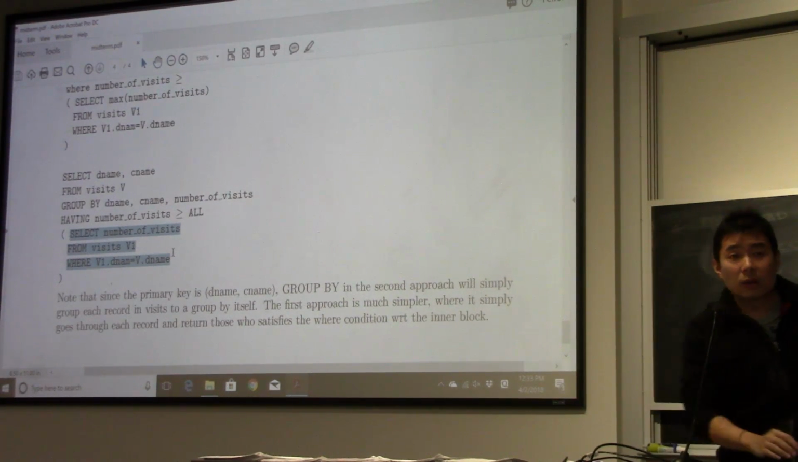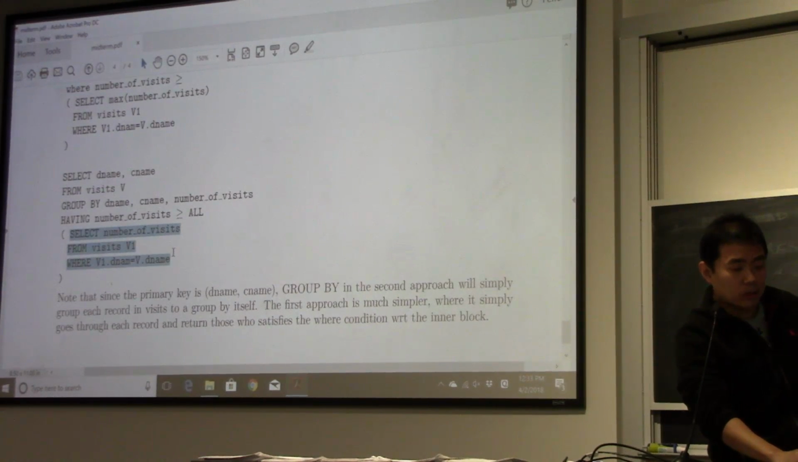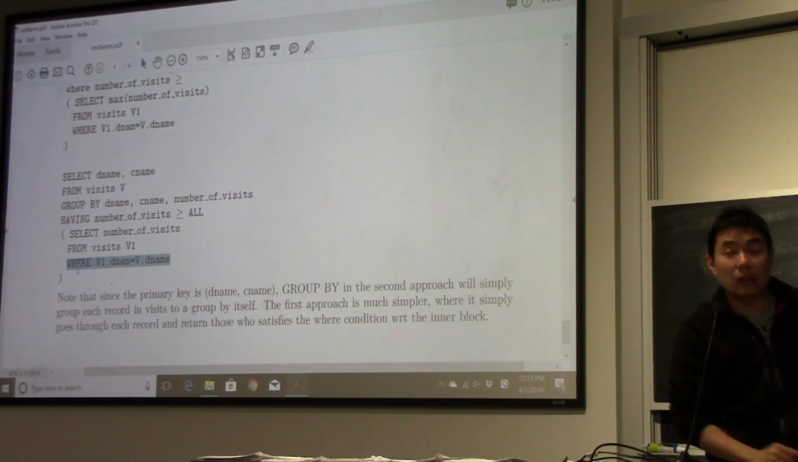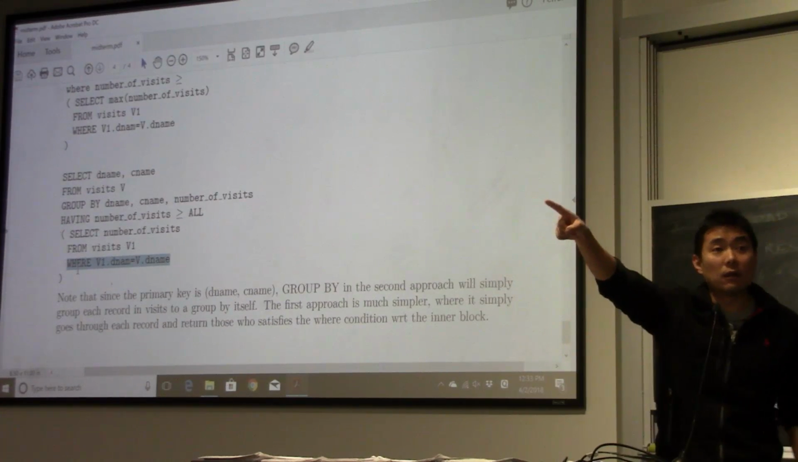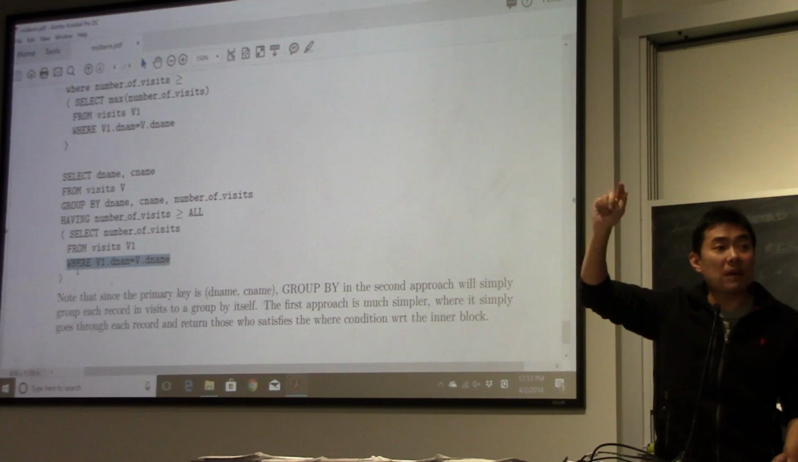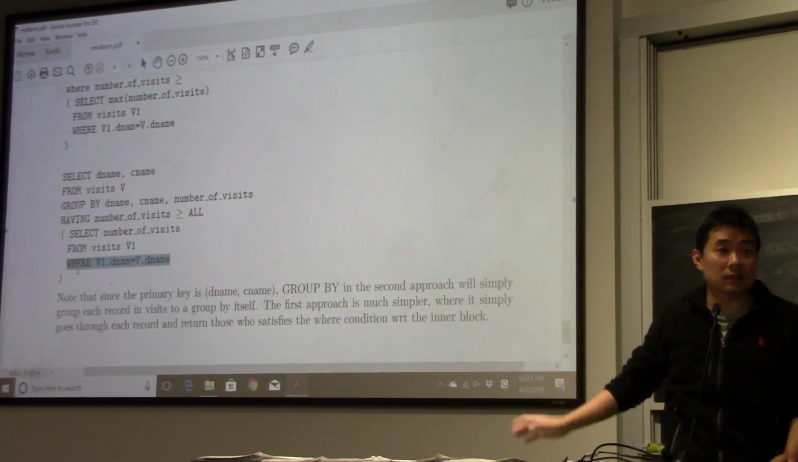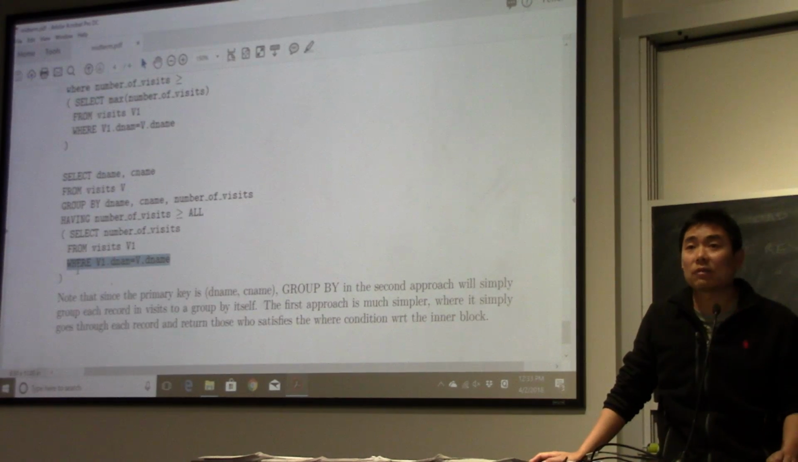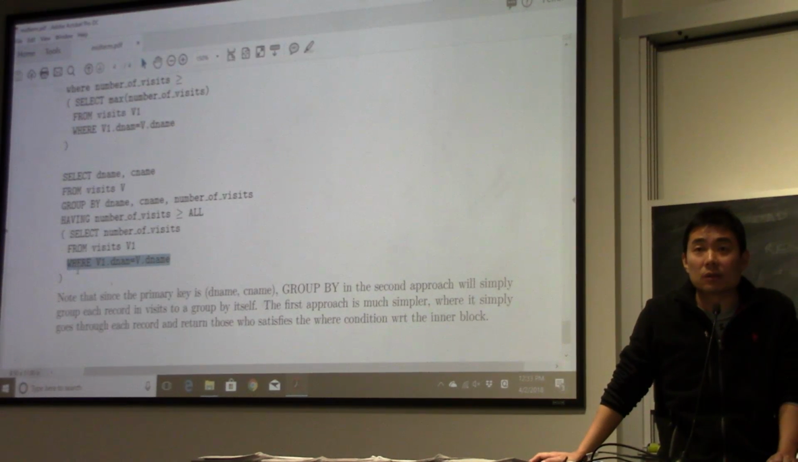Many of you have some structure similar to this, but do not have this where condition in the inner block. Then it's totally wrong. What you are saying is number of visits must be greater or equal than visits to any dealer, not to this particular dealer. That's not what the question is asking for, which is completely wrong if you think about it.